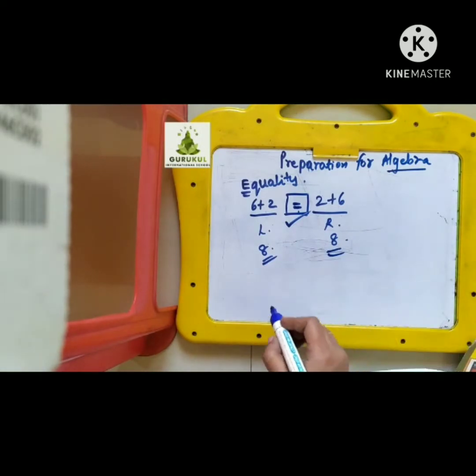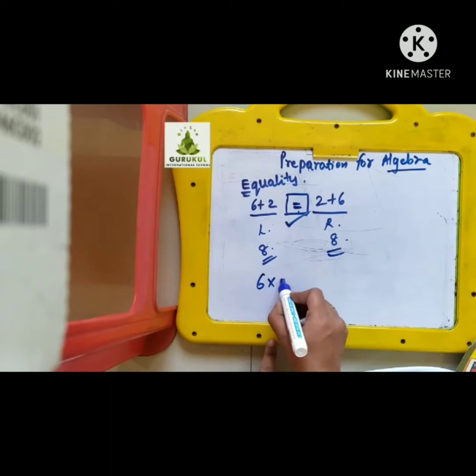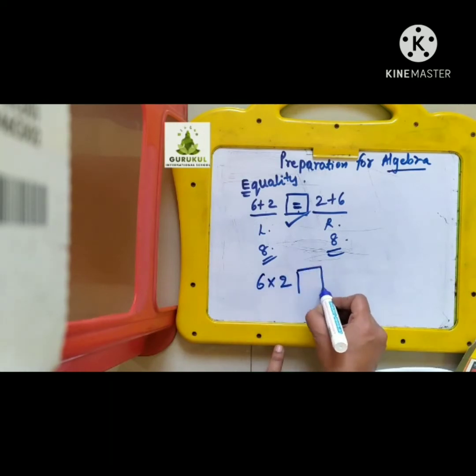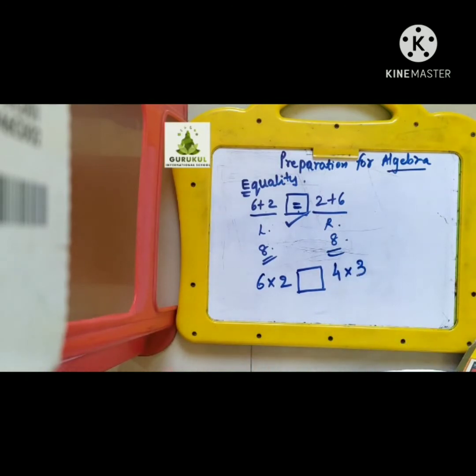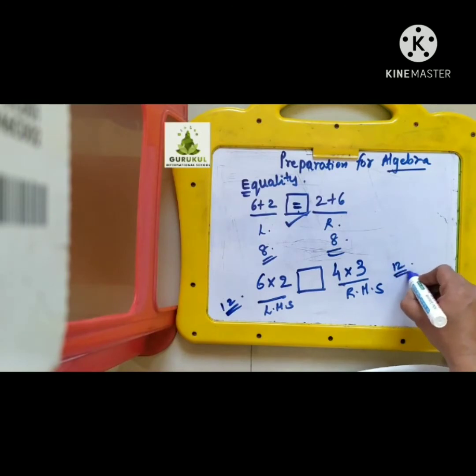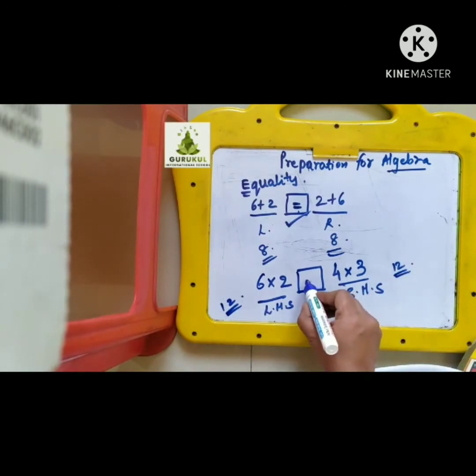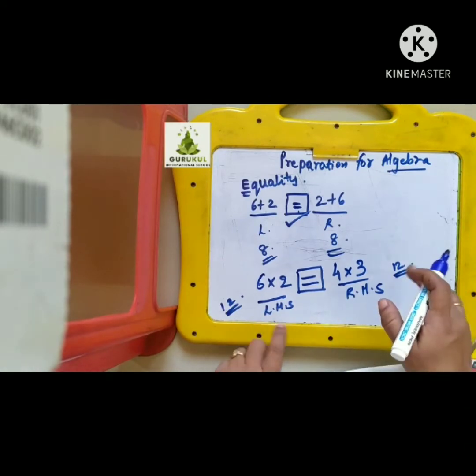For example, we can say here 6 into 2 and 4 into 3. Now see, both the numbers are different, but we want to see whether it is an equality or not. So we will see what the left side answer is and what the right side answer is. Now 6 2s is how much? 12. 4 3s is how much? 12. Now 12 and 12, both the answers are the same. That means we will put here equal, and we will say that it is an equality.